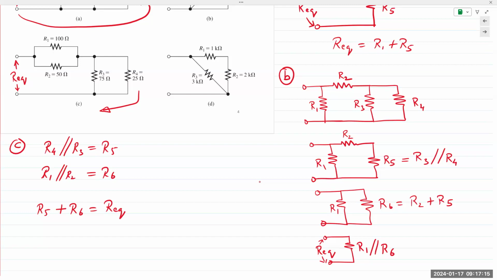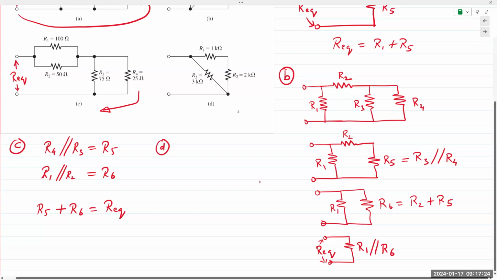Does it make sense to everyone? Okay. Then D. D again is rather straightforward. Actually, it's easier than B.